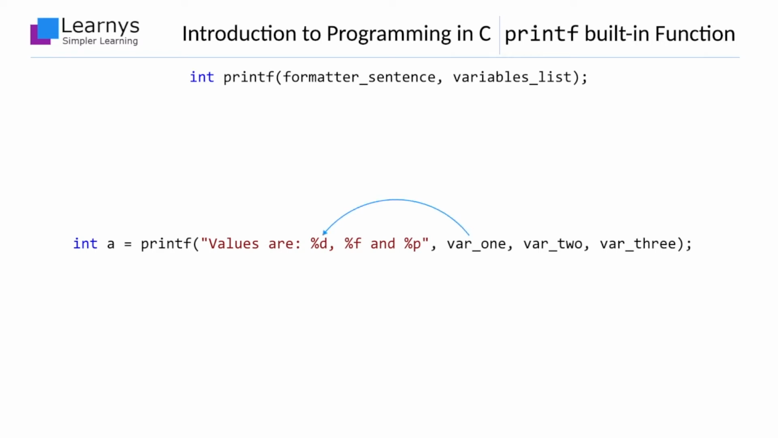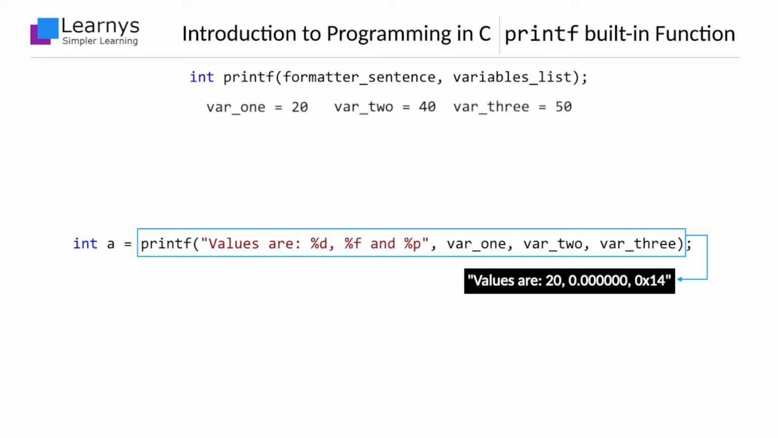In this formatter sequence, %d will be replaced with the value of var1 casted as integer type, %f will be replaced with the value of var2 casted as float type, and %p will be replaced with the value of var3 casted as pointer type. If the values of var1, var2 and var3 are 20, 40 and 50 respectively, you should see this getting printed on the screen. And the value returned by the call to printf will be 33. You can verify this value by counting the characters printed on the screen.